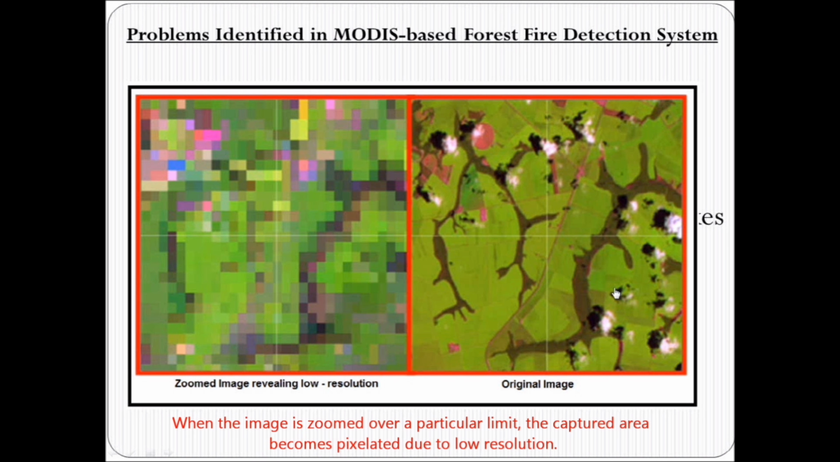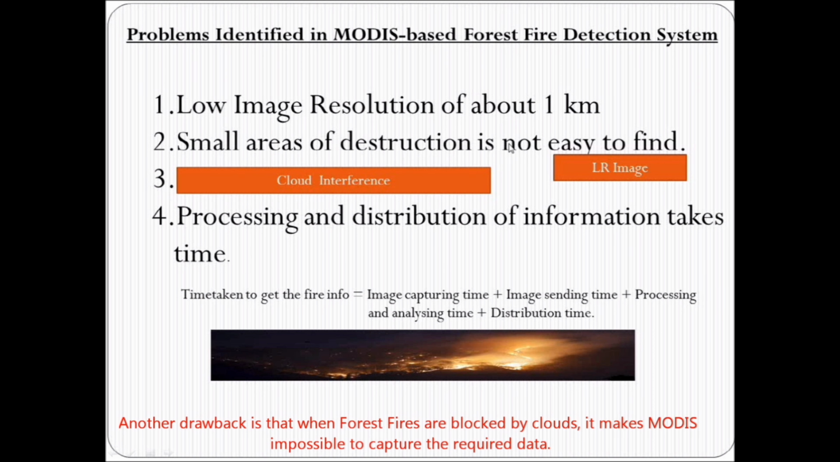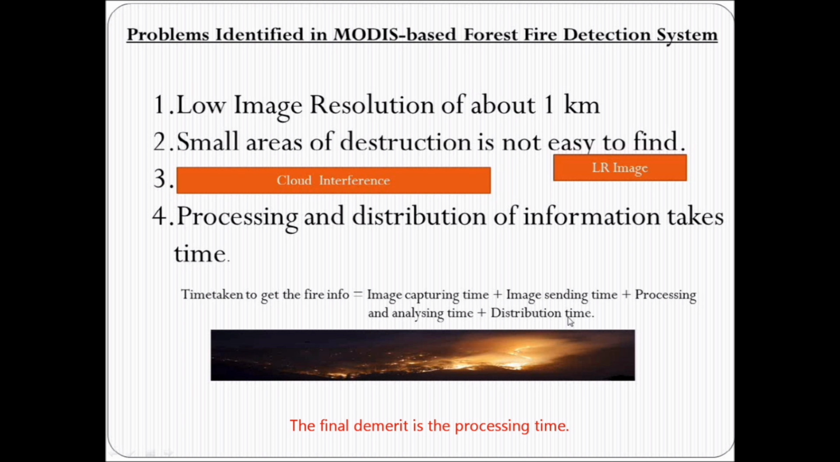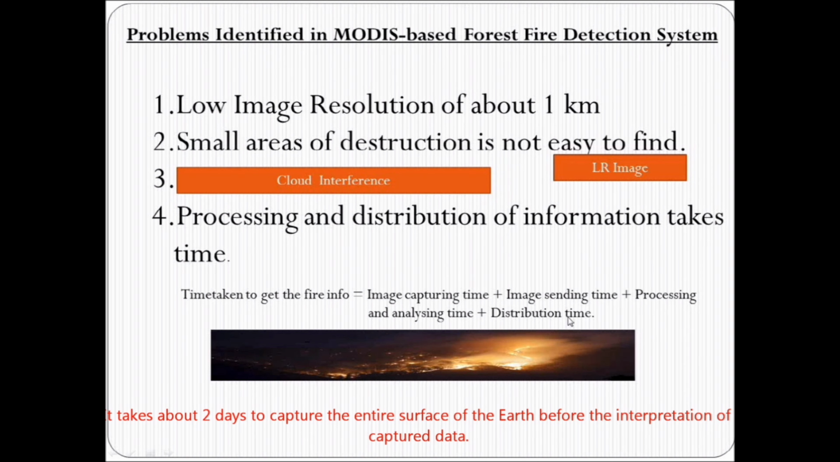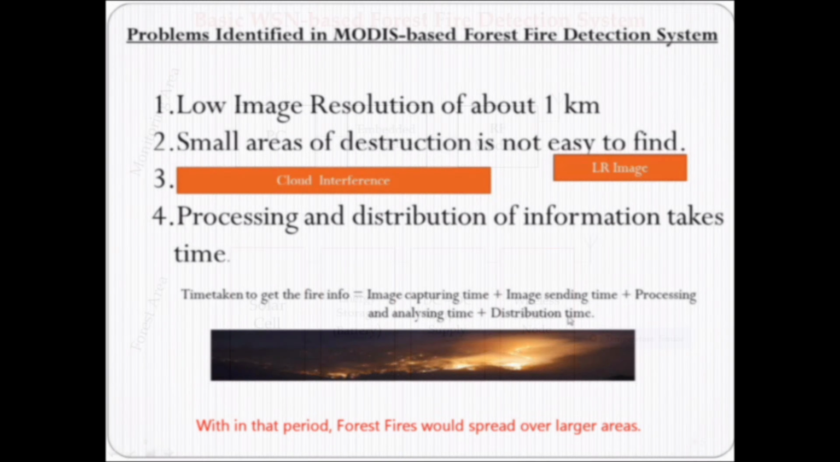Beyond a particular limit, the captured area becomes pixelated due to low resolution. Because of this, small areas of forest fires cannot be detected. Another drawback is that when forest fires are blocked by clouds, it makes it impossible to capture the required data. The final demerit is the processing time. It takes about 2 days to capture the entire surface of the earth before the interpretation of captured data. Within that period, forest fires would spread over larger areas.